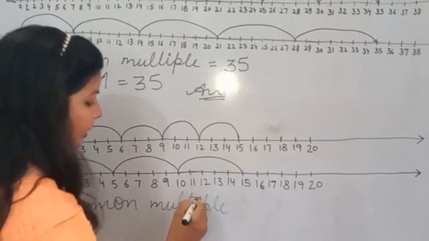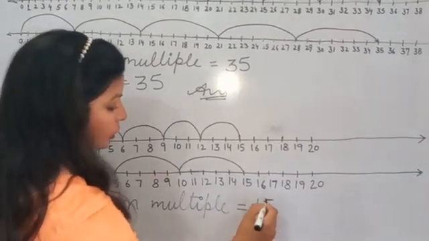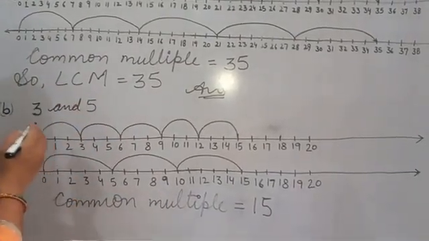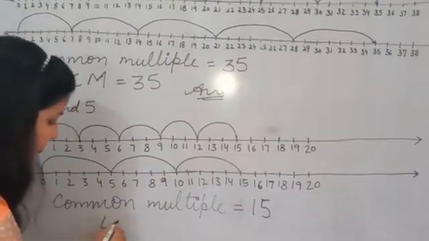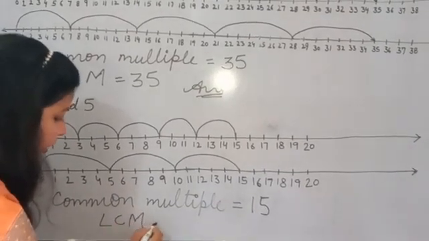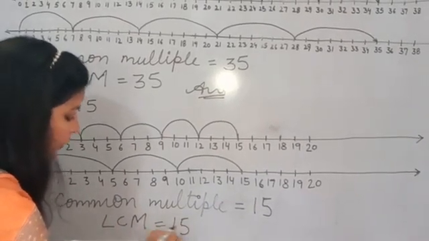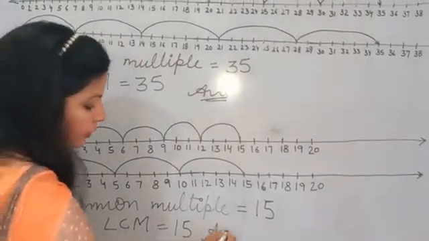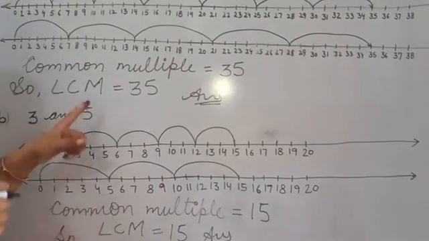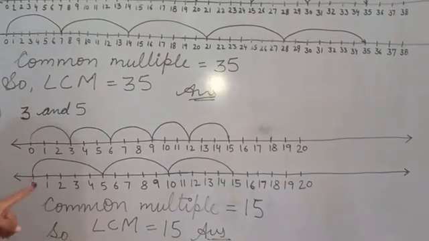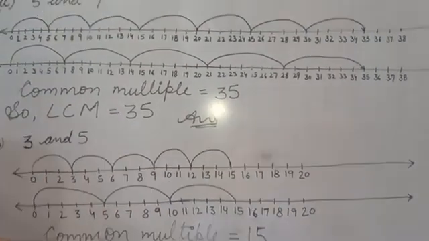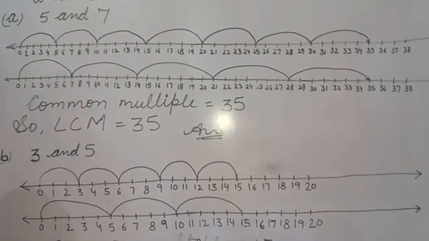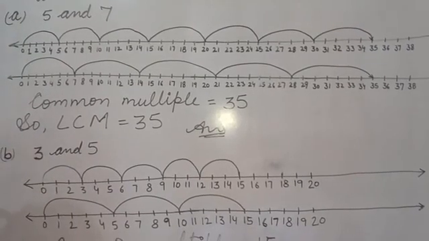What is the common multiple here? 15. So 15 will be our LCM. So right here, LCM equals 15. That's your answer. Whatever our common multiple is, that will be our LCM. So LCM equals 15. That's your answer. Like this you will do the whole part. I have done A and B here, but the rest you will do yourself.